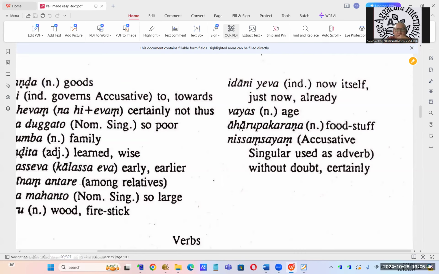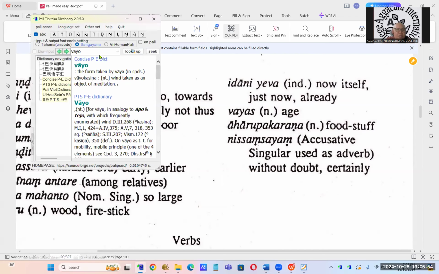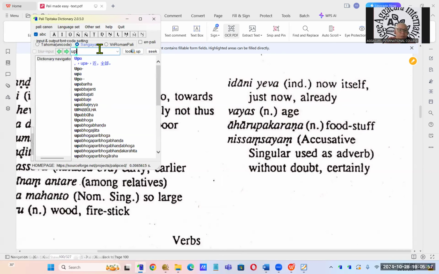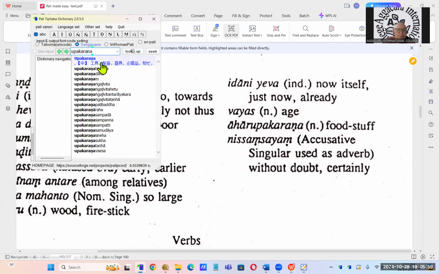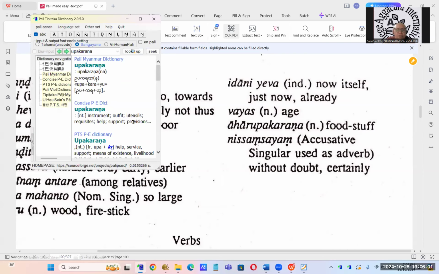Ahara is actually two words. Ahara, you know the pattern. Ahara plus upakarana. Nutriment, food. What is the meaning of upakarana? I think it's a support here. Okay, support, instrument, utensil, requisite, and so on. So ahara by upakarana.